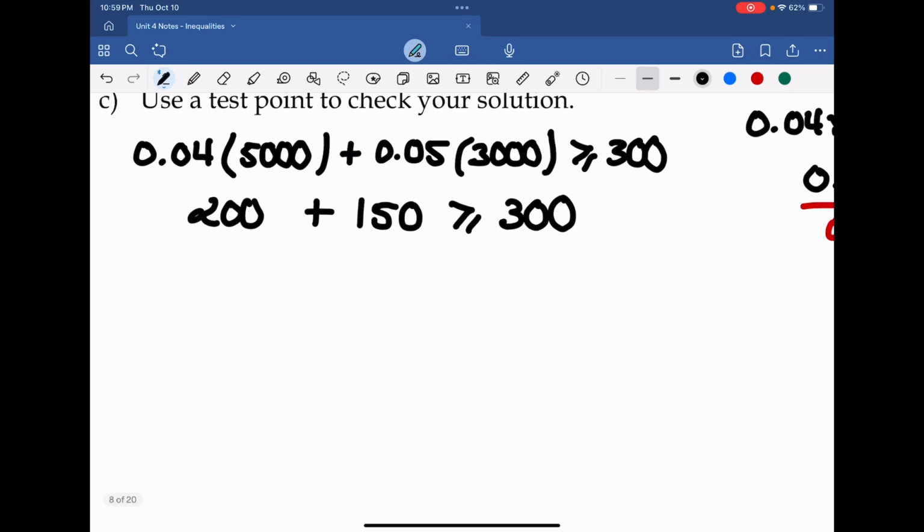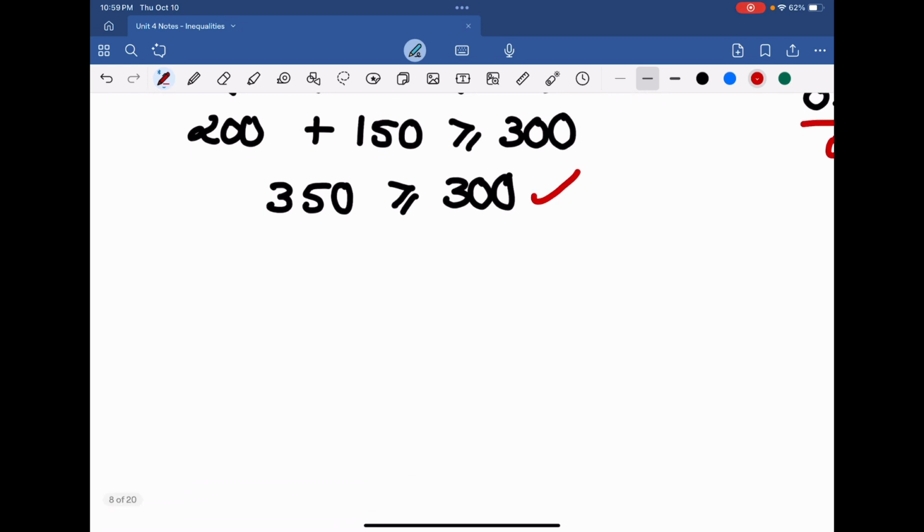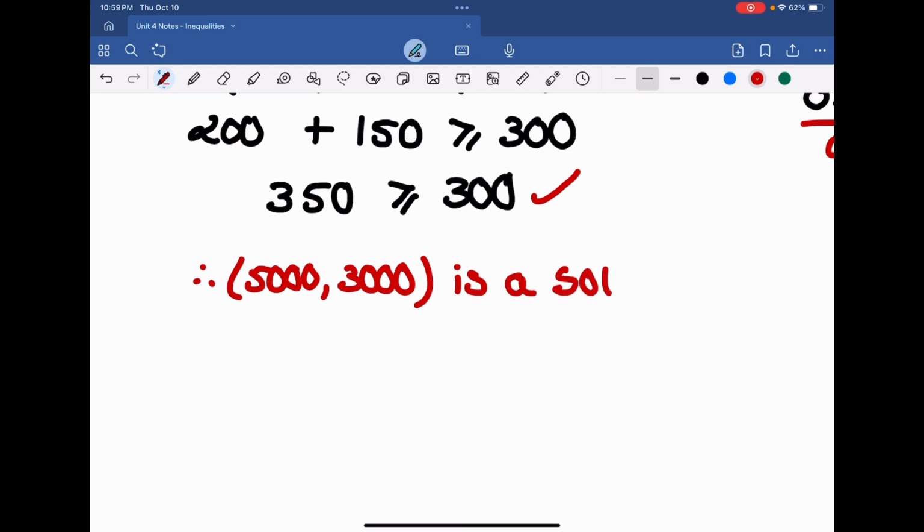Let's just make sure we add up those values. 200 plus 150 is $350, which is greater than 300. Therefore, yes, this is a solution. We would put a check mark, and we can say that 5,000 invested in bonds and 3,000 invested in the GIC is a solution that satisfies this. And even just saying this is a solution is way more than enough. That's perfect for us. Awesome.